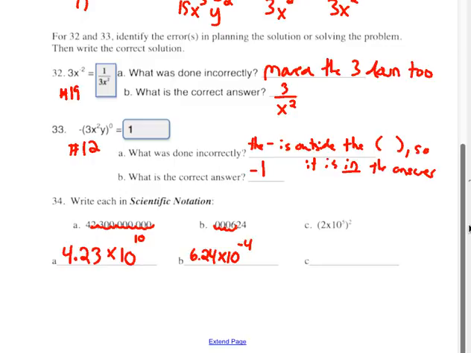Letter C. So here I'm taking the scientific notation to a power. Okay, so this power affects both pieces. Okay, just like when we were dealing with normal exponents. So 2 squared is going to give me 4. 10 to the 5 squared, power of a power, 5 times 2 is going to give me 10. Okay, so use your normal rules of exponents there. Just make sure you remember how to apply them to scientific notation.